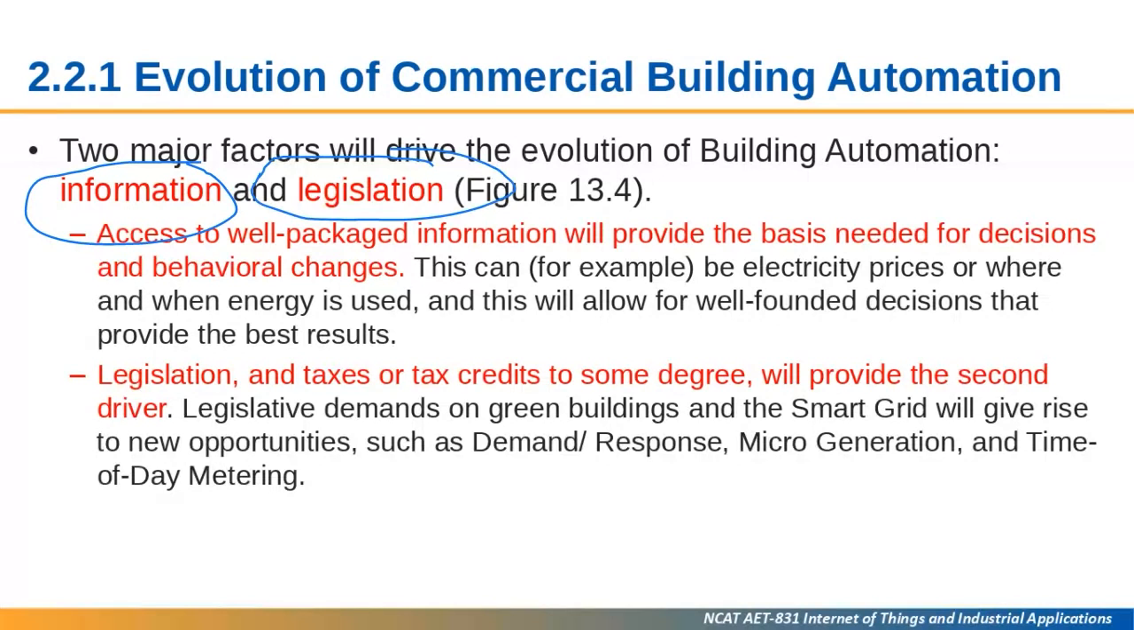Access to well-packaged information will provide the basic needs for decisions and behavioral changes. So for example, the electricity prices can change the behavior, right? And also the regulation and tax credit, to some degree, will provide the second driver. Basically, if we can do something following the legislation, following the policies, then we will likely have more savings.